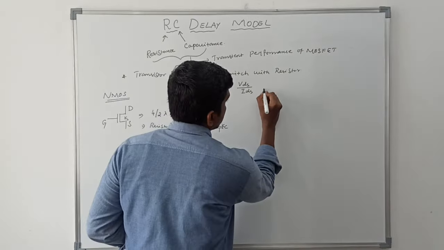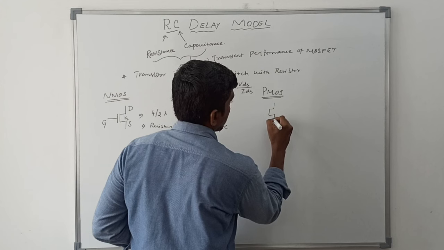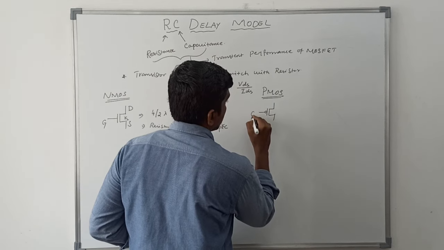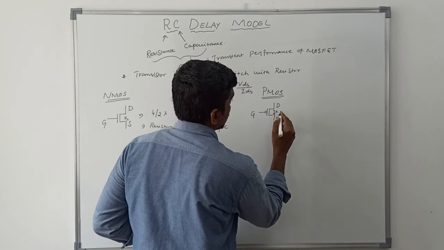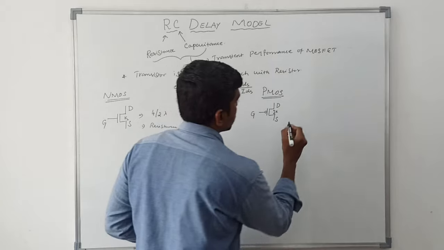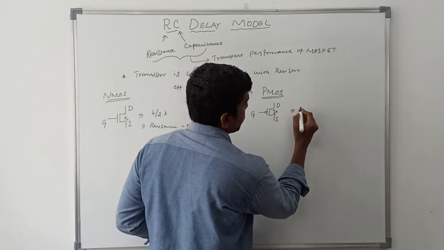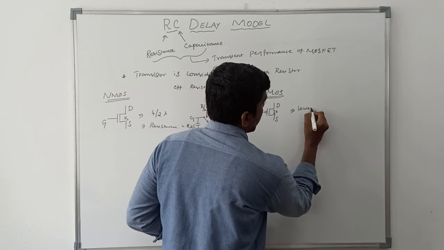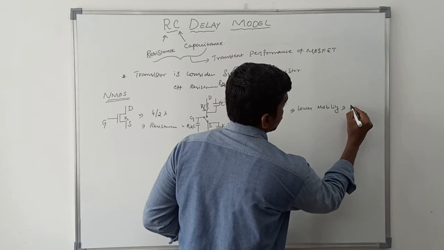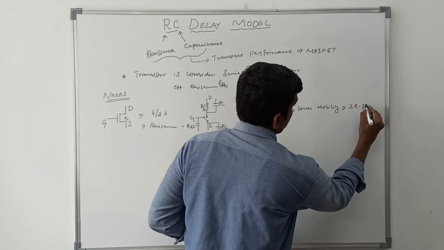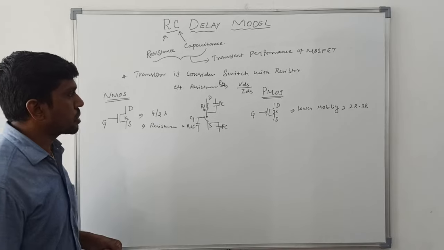Come to the PMOS circuit. This is the symbol of the PMOS circuit: gate, drain and source. The width of the transistor is K. In the PMOS transistor, the mobility of the carriers is very low, so the resistance value is twice or thrice, two times or three times the resistance compared to the NMOS transistor.